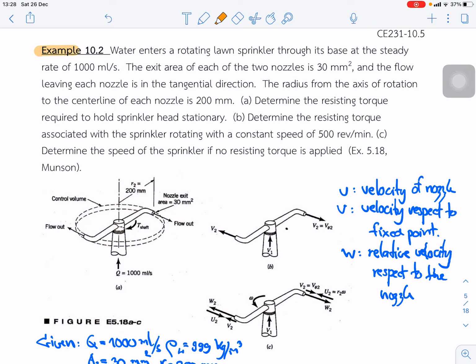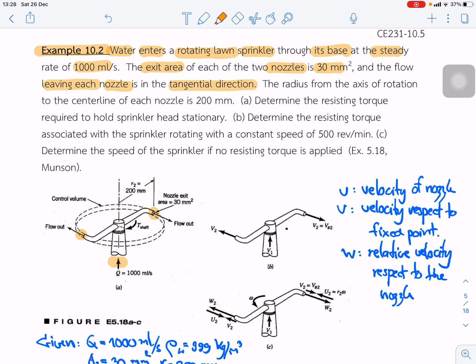The second example: water enters the rotating sprinkler through its base, so this is the base of the sprinkler, at the steady rate of 100,000 milliliters per second. The cross-sectional area of each of the two nozzles is 30 square millimeters, and the flow leaves each nozzle in the tangential direction. So this flow out is in the tangential direction.